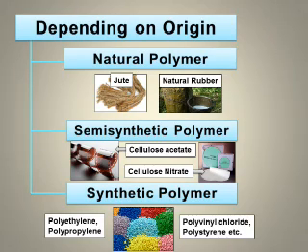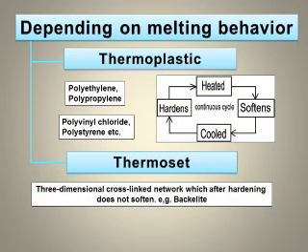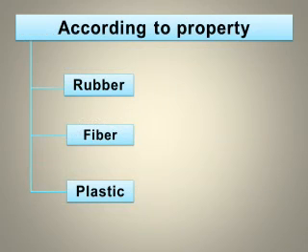Now, according to property, they are again classified into three categories. One is rubber, which is elastic in nature and has a high elongation percentage. Fiber has the highest tensile strength and moderate elongation percentage. And plastic is a combination of these two categories. It has a higher Tg value, higher glass transition values than room temperature, and it has high tensile strength also, but low elongation percentage.